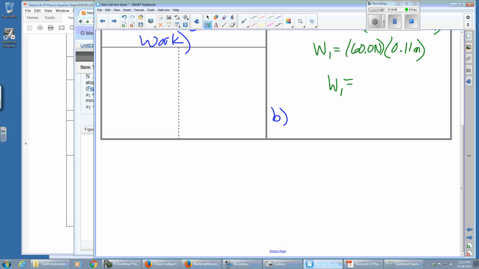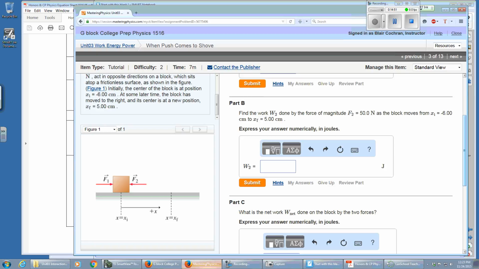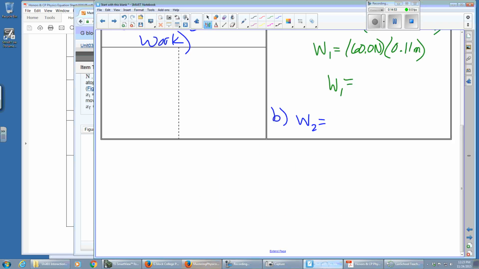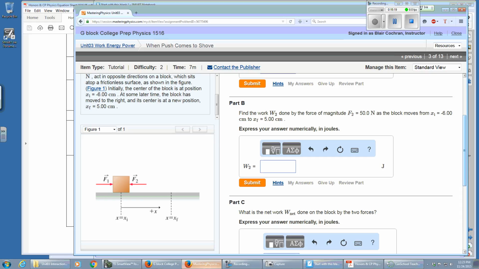So for B, same formula, W2. My force for W2 is 50 newtons. Again, I have 0.11 meters. So I find W2, and I'm going to make this negative, and then it would be in joules. But I basically do the exact same thing. Then part C.